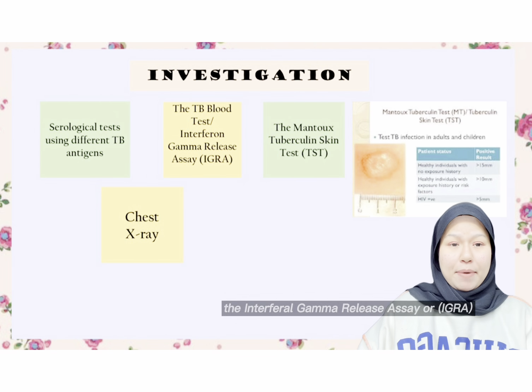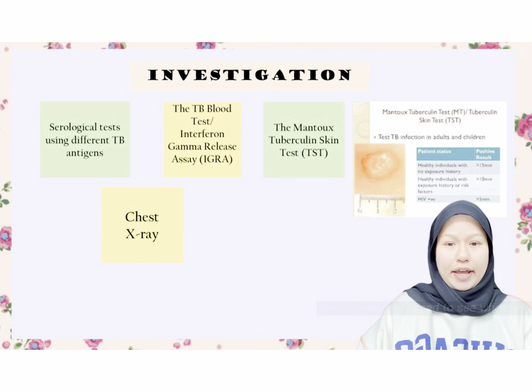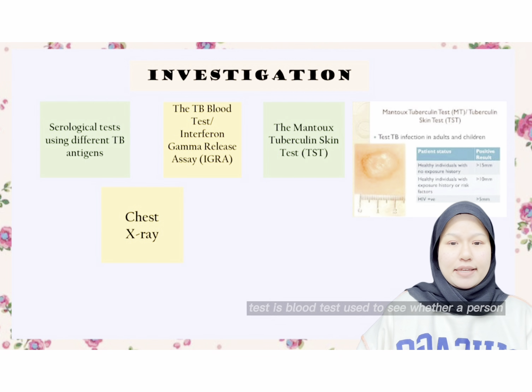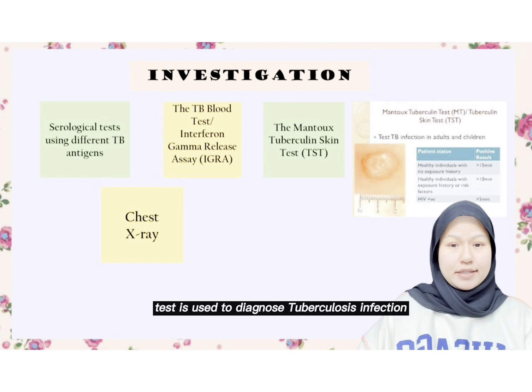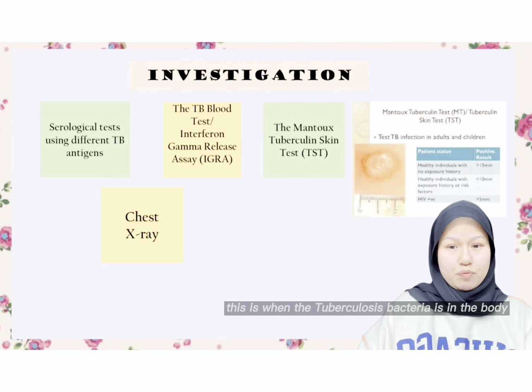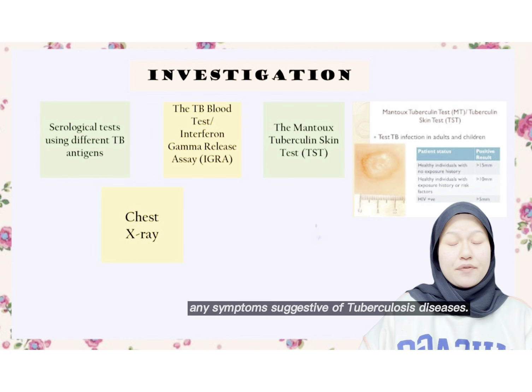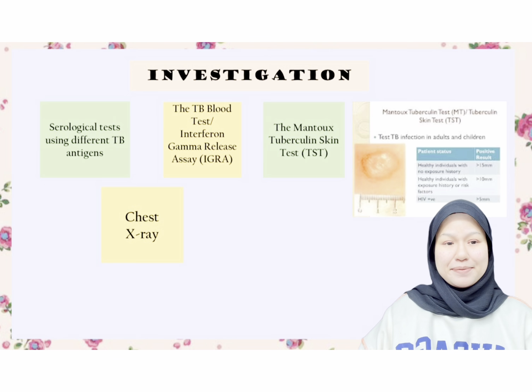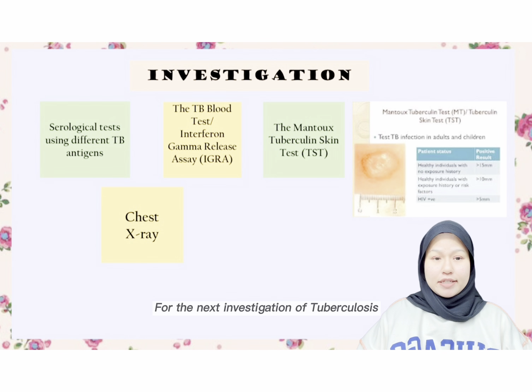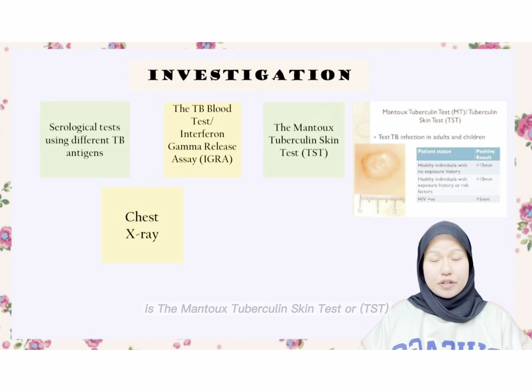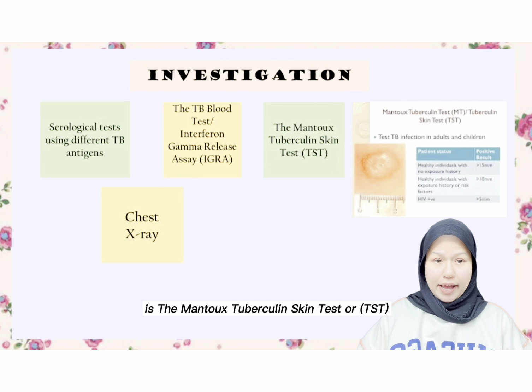Number 2 is the interferon gamma release assay. The interferon gamma release assay or IGRA test is a blood test used to see whether a person has been exposed to the tuberculosis bacteria. The IGRA test is used to diagnose tuberculosis infection. This is when the tuberculosis bacteria is in the body, but the person is not experiencing any symptoms suggestive of tuberculosis disease.